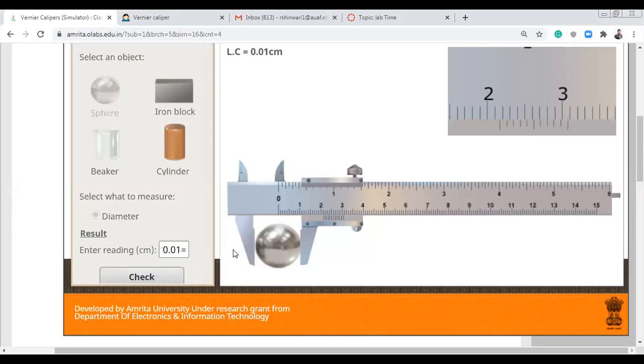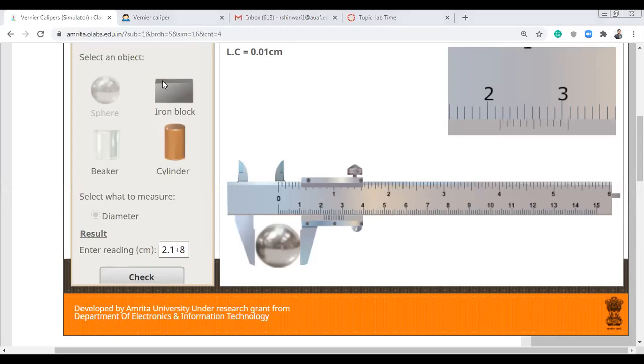The result is equal to: the first reading was 2.1, plus the 8 reading multiplied with 0.01, so equal to 2.18. 2.18 is the diameter of this sphere. So how to find the radius of this ball? We know that radius is equal to d divided by 2. So divide this by 2, and this will give you 1.09. So 1.09 is the radius.